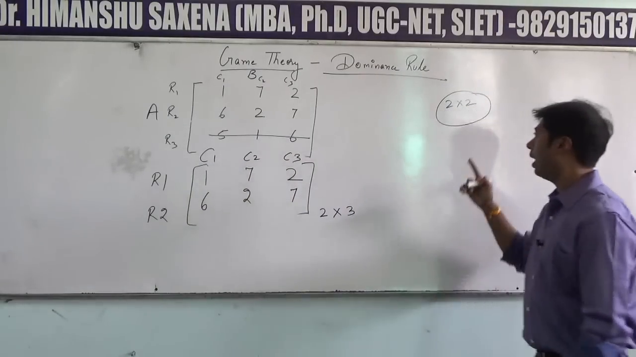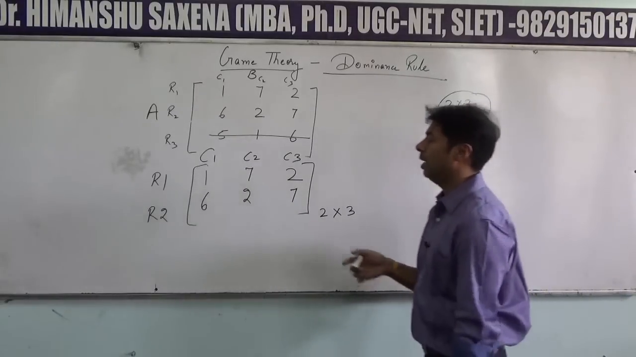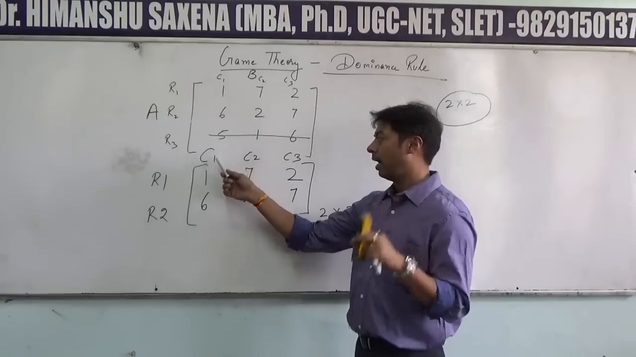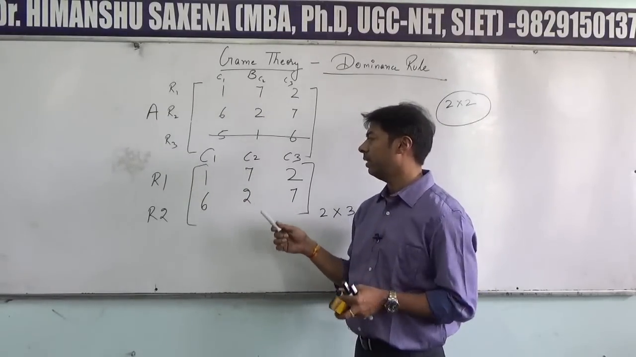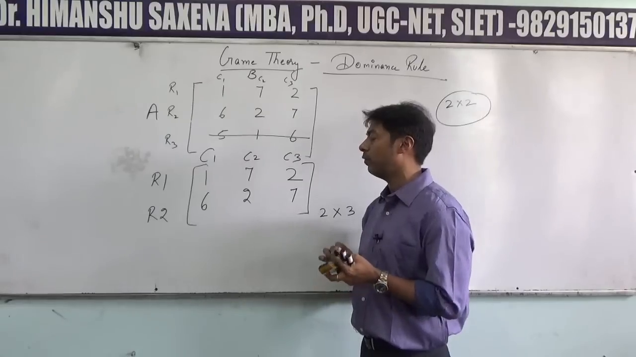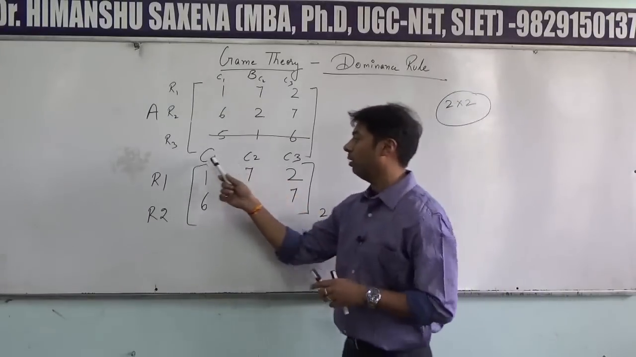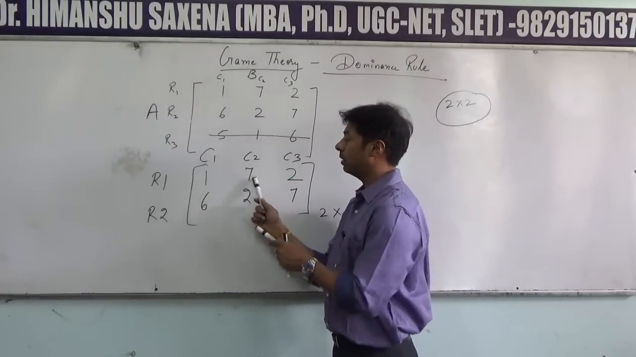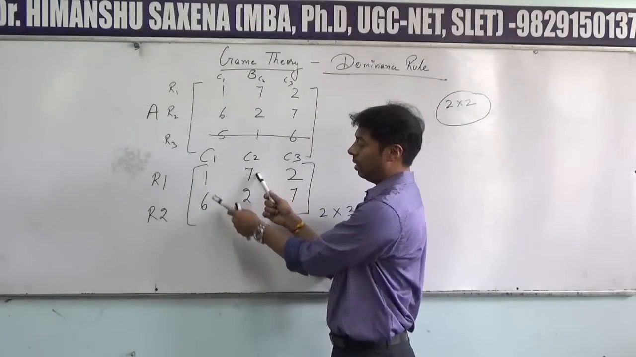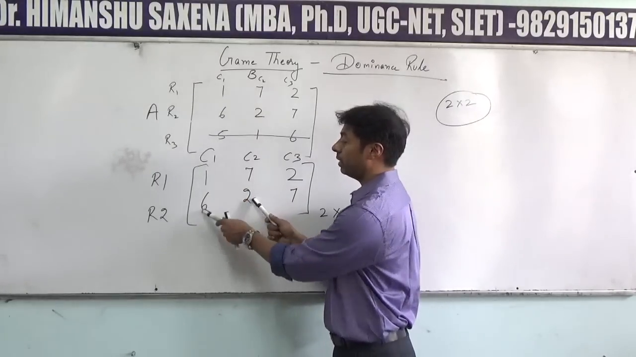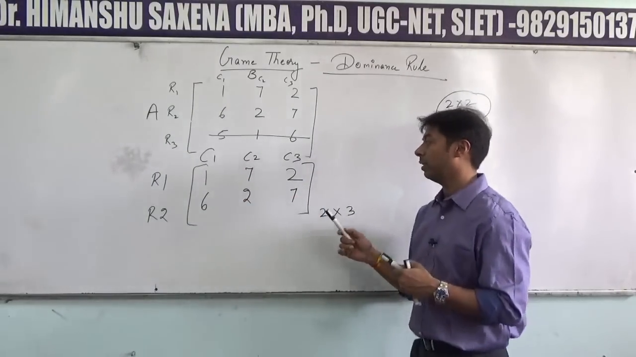Now as I said, we will have to bring down the game to a 2x2 level before we solve it further. So now we will have to make comparisons as far as C1 and C2 are concerned. If no column is deleted, we will have to look for another set of comparisons. Comparing column 1 with column 2, 7 is greater than 1, but 2 is less than 6. We cannot delete any column.